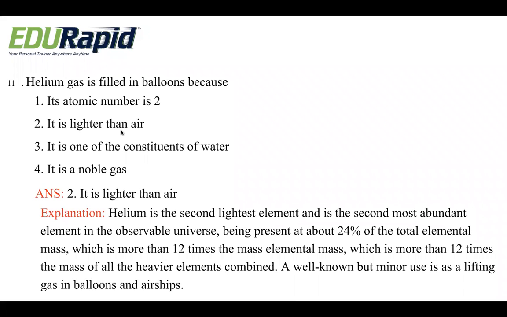Helium is the second lightest element, as the first lightest element is hydrogen. Helium is also the second most abundant element in the observable universe, being present at about 24% of the total elemental mass, which is more than 12 times the mass of all the heavier elements combined together. A well-known but minor use is as a lifting gas in balloons and airships. So it is much used as a lifting gas in balloons and in airships.